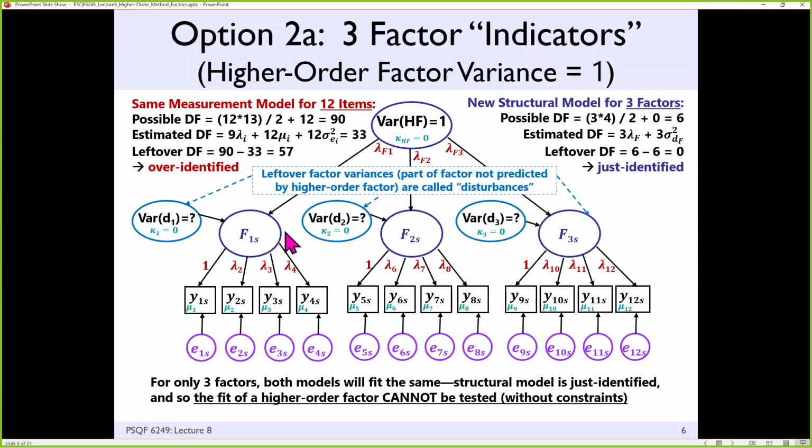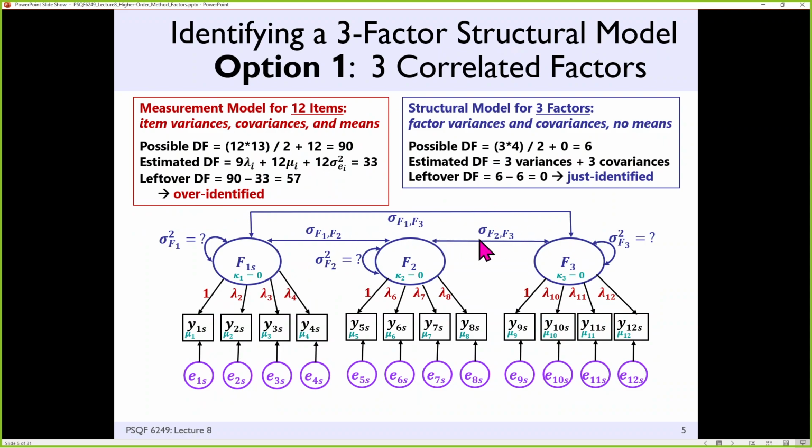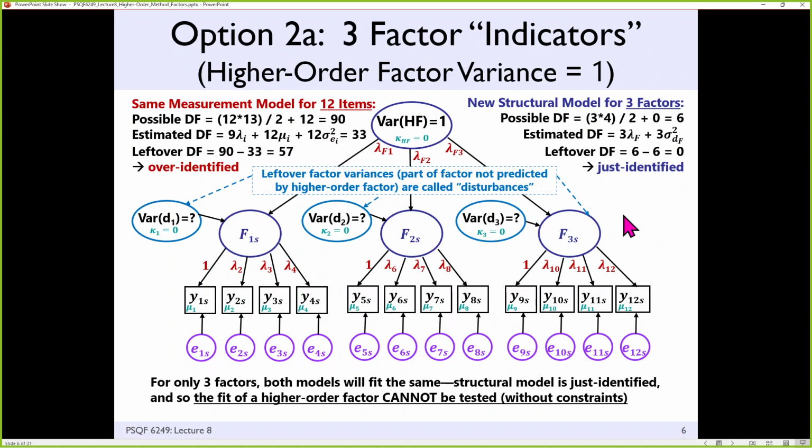So the same measurement model is being fit as before. We still have 57 degrees of freedom left over for the measurement model. But for the structural model, I have replaced the covariances between the lower order factors with these higher order factor loadings. Okay, so that's a really important point. Covariances here, when there's no higher order factor; covariance is gone once you put it in. They are doing the same thing.